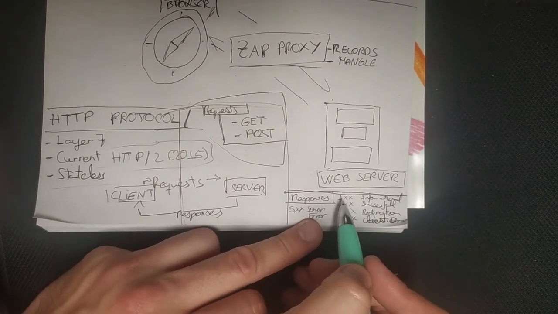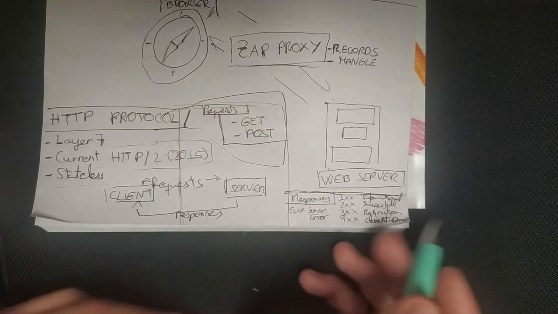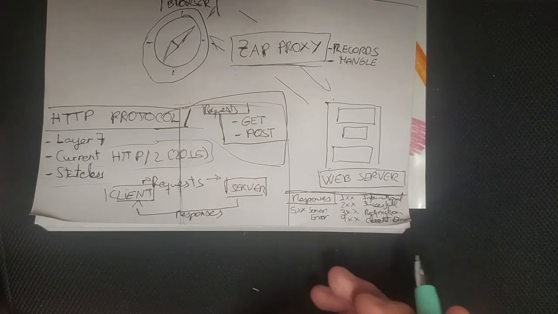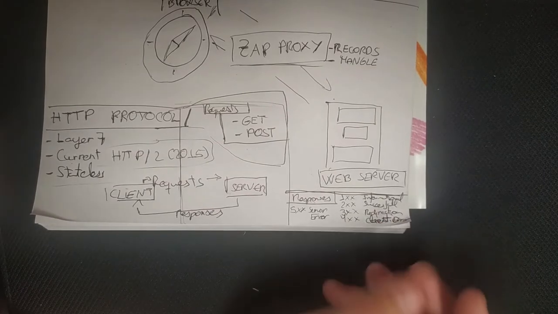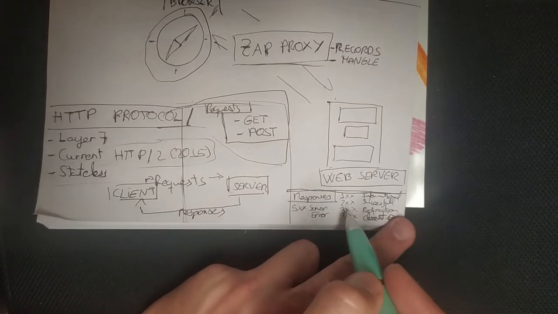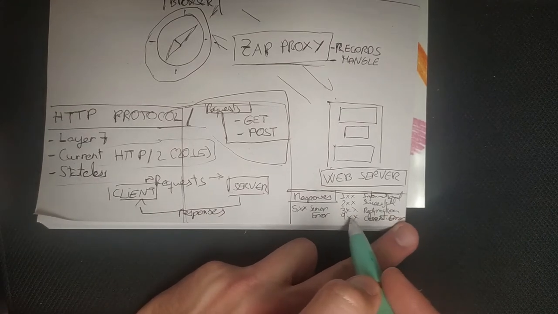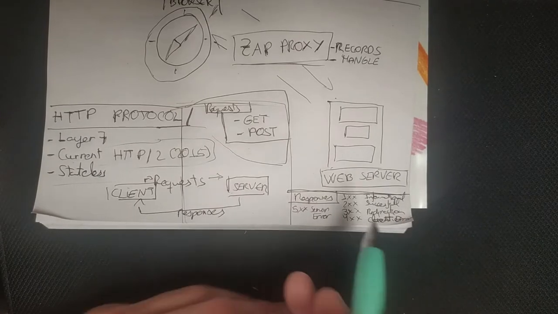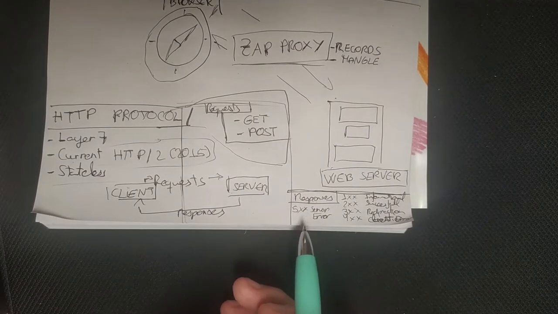The 100 ones are informational. The 200 ones are a successful connection between peers, between the client and the server. 300 is a redirection. 400 is a client error. And 500 means server error.